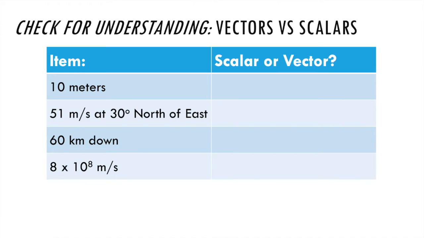All right, so let's go through some examples and see if you've got an understanding. So 10 meters, is that scalar or vector? Since it doesn't have direction with it, it's going to be a scalar quantity. All right, what about 51 meters per second at 30 degrees north of east? Hopefully you're thinking vector because it has this direction added to the end of it. For the third one, we have 60 kilometers down. That is also a vector because down is a direction. And then the last one, 8 times 10 to the 8th meters per second, is a scalar quantity because there's no direction included. There's just the magnitude.